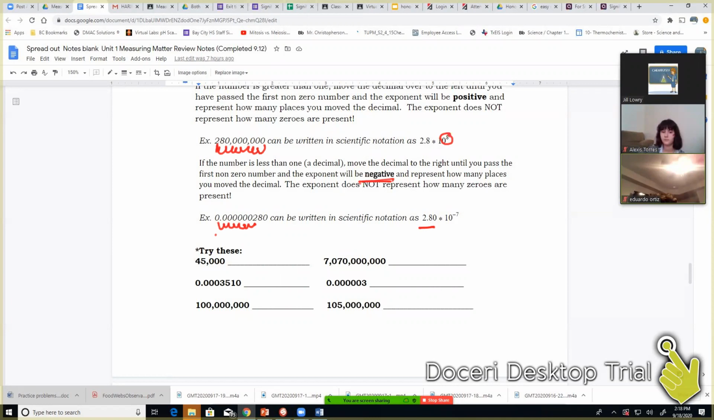All right, why don't y'all give those a try, these 6. I think y'all have a different one here than I have on my notes. Just by glancing at them, you ought to be able to tell which one is going to have a positive exponent and which ones are going to have negative exponents.